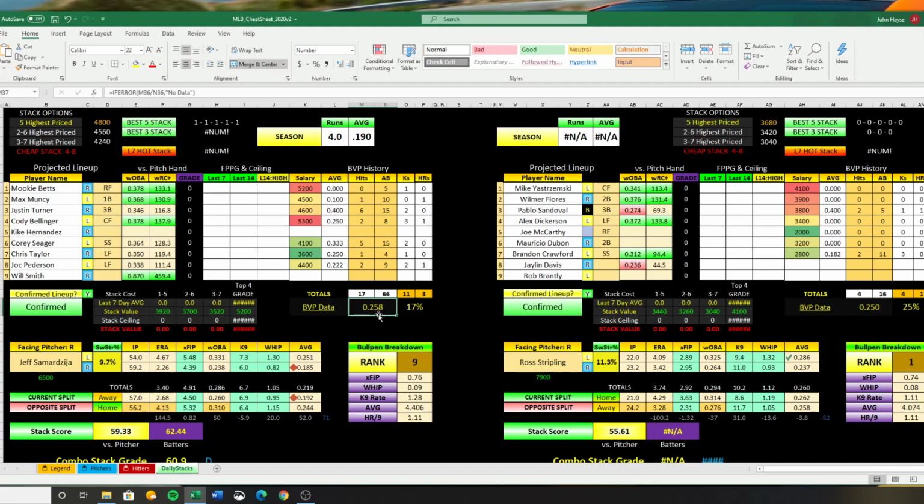So the 258 is kind of so-so. That's average. 17% strikeout rate. That's pretty low. So nothing really jumping out there. And I went ahead and added in home runs this year so you can see if someone jumps out for a lot of home runs.